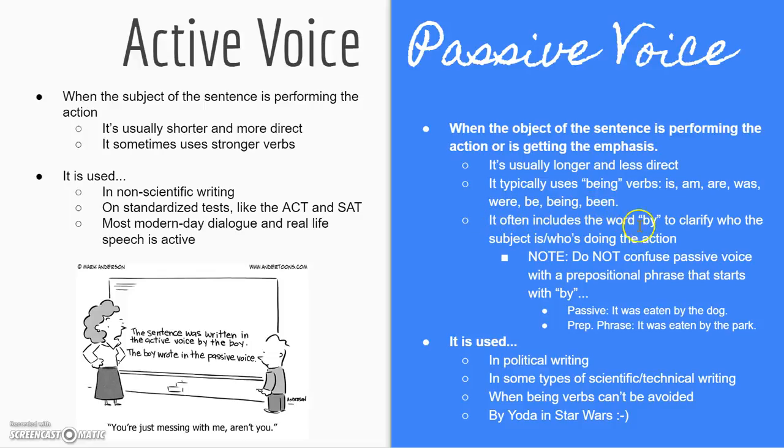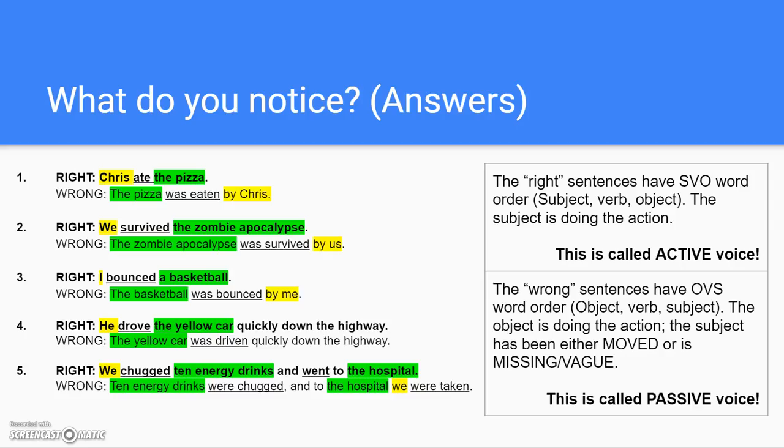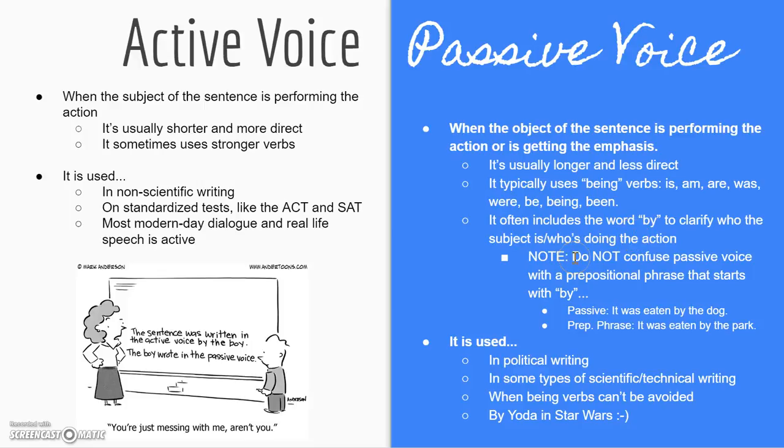Passive voice often includes the word "by" to clarify who the subject is or who's doing the action. So if you think about these last sentences, the zombie apocalypse was survived by us. In this case, the word "by" is clarifying the subject. But notice that passive voice might often use the word "by," but don't confuse it with the prepositional phrases in sentences that start with "by."